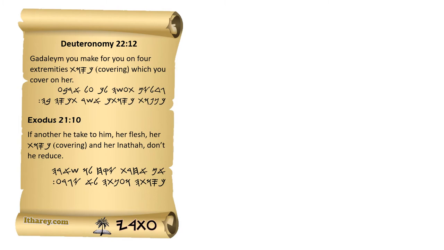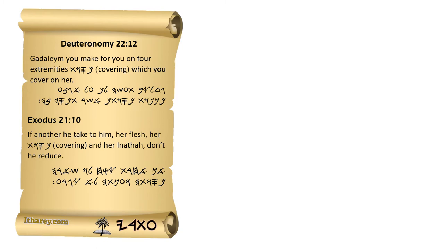If another he take to him, this is speaking of a man if he takes another wife, her flesh and her kasut and her ainata don't he reduce. The reason I kept the word her ainata is that that word is also mistranslated. When a man takes a wife, he's not supposed to reduce the things that the first wife has. The scripture does say flesh, and the word flesh can communicate kingship. You're not supposed to take the woman's kingship. It could be communicating flesh as an animal, but I'm very suspicious that it's talking about her food. I'm suspicious about the whole translation of Exodus 21, verse 10.